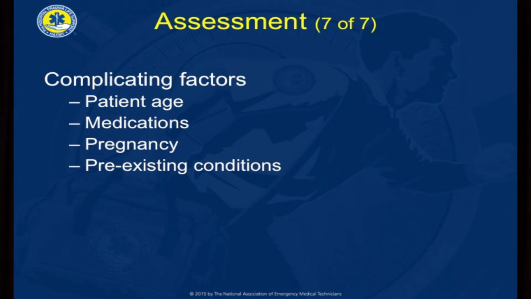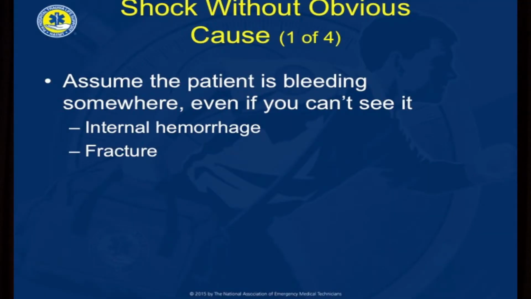Pregnant patients have higher heart rates, lower blood pressures, higher blood volumes. They have issues with airway as well, and those may all cause problems. And pre-existing conditions such as patients who are hemophiliacs, things like that, those patients are more prone to bleeding as well. And though not hemophiliacs, a lot of elderly patients are on blood thinner medications, which does interfere with the clotting, which puts them at higher risk for bleeding as well. So always assume that the patient is bleeding somewhere, even if you can't see it.